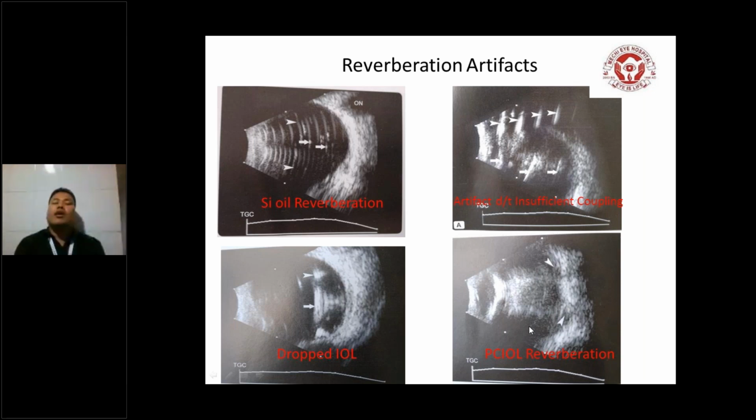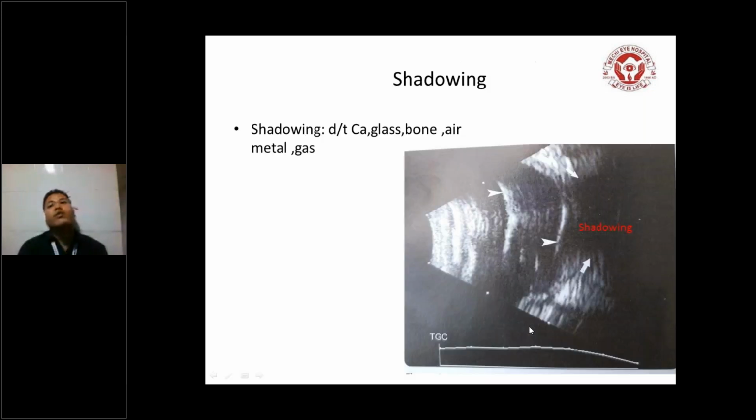Sometimes if there is some foreign body or air in the anterior chamber, and sometimes the suture after the penetrating trauma, after the OGI repair, then that time we can see the shadowing. So this is shadowing, this is nothing due to the artifact.